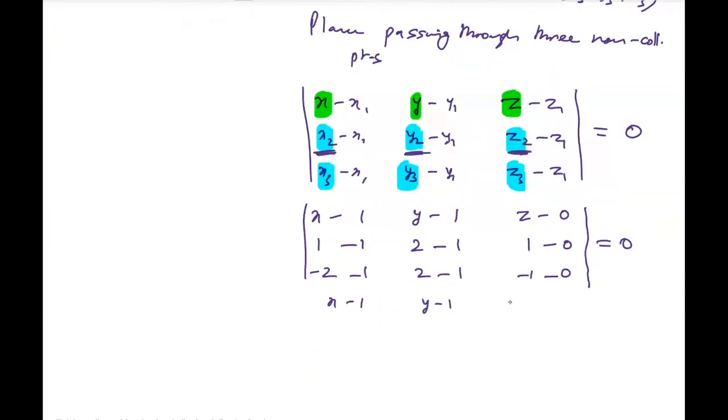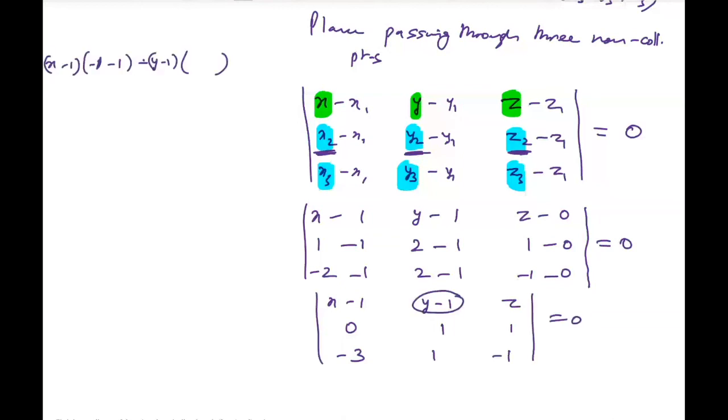x minus 1, y minus 1, z. This is 0, this is 1, this is 1. This is minus 3, 1, minus 1. You just try to simplify it. I'm simplifying it here on the left hand side. x minus 1 times the determinant of this, which will be nothing but minus 1 minus... then you will take y minus 1, minus y minus 1. We take, this will be deleted.